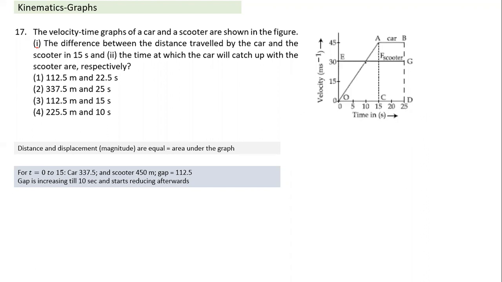See what is this point? What is special at 10 seconds? Do you observe anything special at 10 seconds? Tejas, what is special at 10 seconds when the graphs cross? Both the velocities are same, sir. Same. Yes, sir.